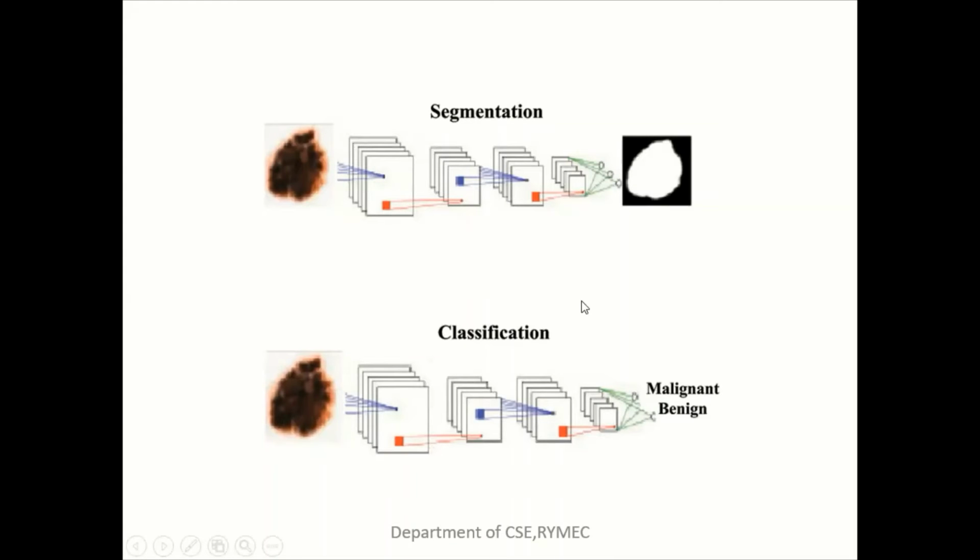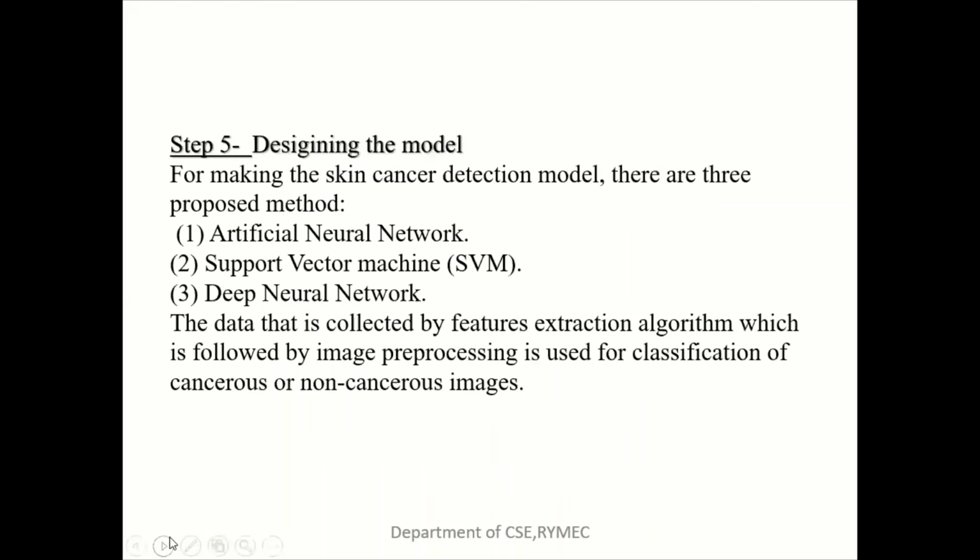So these are the steps, like the segmentation which I've already told. This is the foreground and the background image. And the classification, we'll see that in the next slide, which is the final step, designing the model. To design the skin cancer detection model, there are three proposed methods, which are artificial neural network, deep neural network, and support vector machine. We make use of support vector machine here.